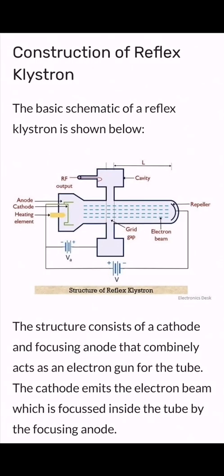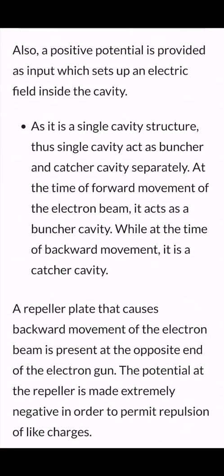And now we will discuss the construction of reflex klystron. The basic schematic of reflex klystron is shown below, and this is the structure of reflex klystron. The structure consists of a cathode and focusing anode that combinedly act as an electron gun for the tube. The cathode emits the electron beam which is focused inside the tube by the focusing anode. Also, a positive potential is provided as input which sets up an electric field inside the cavity.